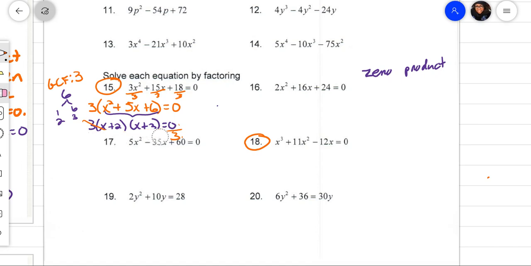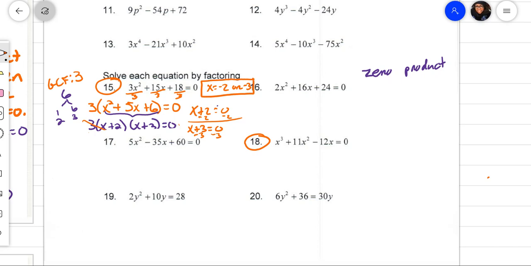So now that it's time to solve, we're going to just do the x plus 2 equals 0, or the x plus 3 equals 0 to get our solutions. So minus 2, we get x equals negative 2. And minus 3, we get x equals negative 3. So those are my two solutions.